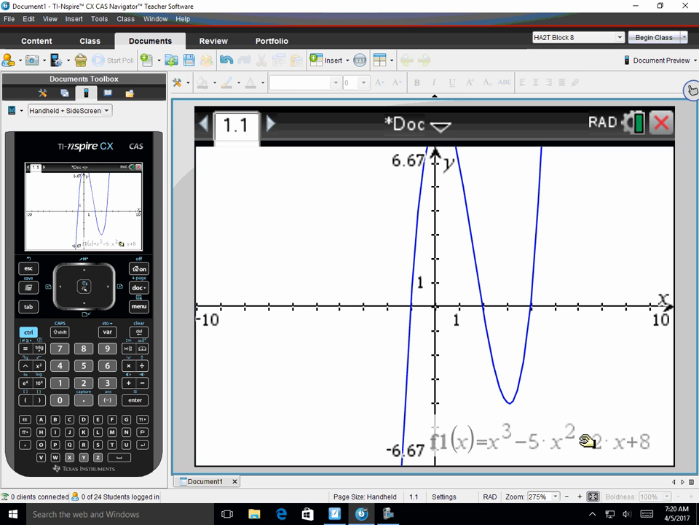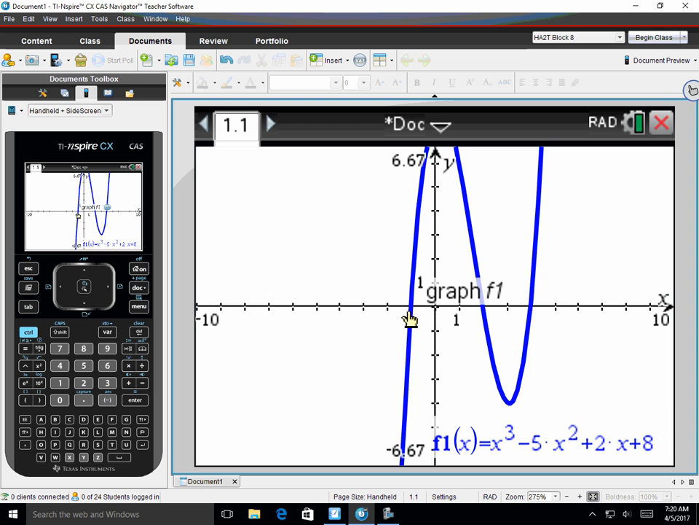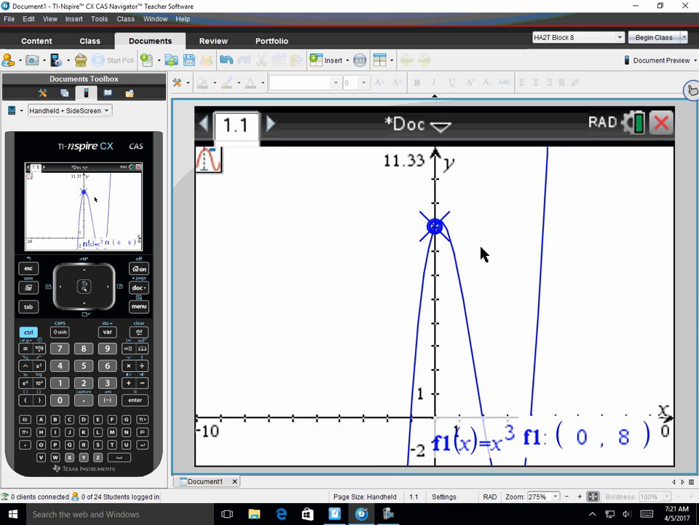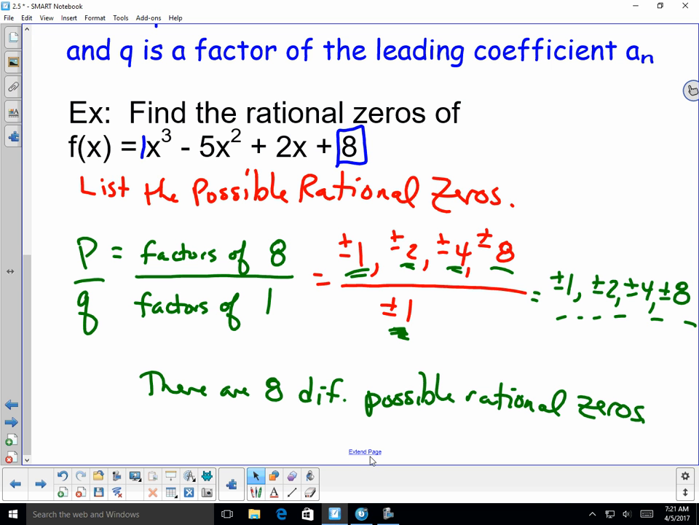All right, so we want to kind of get a head start on this and say, it looks like it's going through -1, for example, or it looks like it's going through 2, or it looks like it's going through 4. So let's just pick one of those values. Let's just try -1, and let's see if it actually works. Actually, I could do menu, trace, graph trace, and actually type in a -1. Sure enough, it sure looks like it's a 0, but we're going to confirm that now with synthetic division.